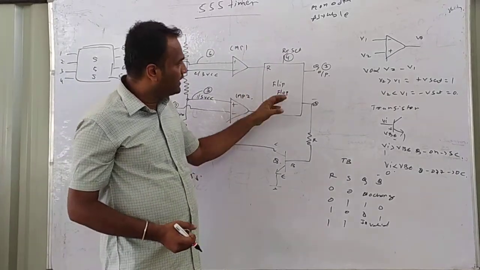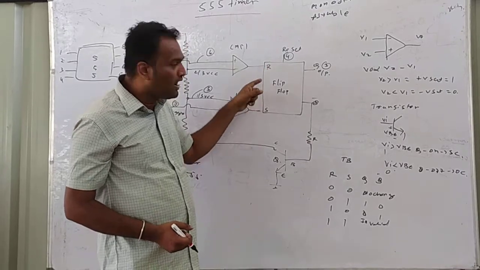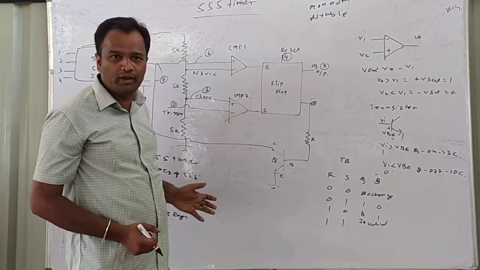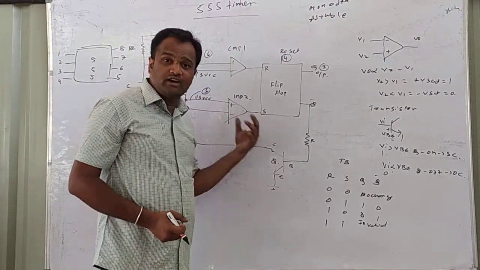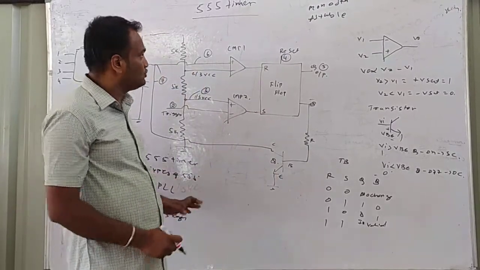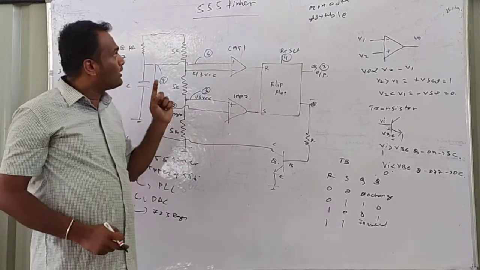And it contains a flip-flop. We are using an RS flip-flop here. We will see the truth table of the RS flip-flop. And then we are using a transistor. We will see the operation of the transistor also later. So this is the internal block diagram of the 555 timer.